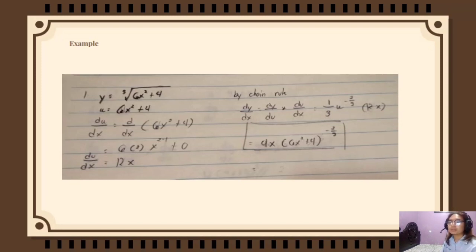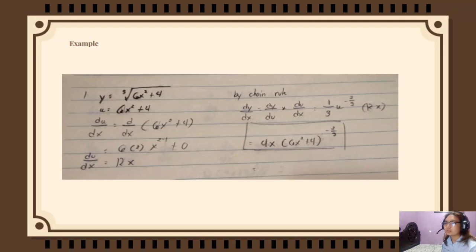Negative, I am, 1/3 minus 1 is equivalent to 1/3 minus 1. Minus 1 natin to, di ba? Is equivalent to negative 2 all over 3. So, 1/3 u all over negative 2 and 3.